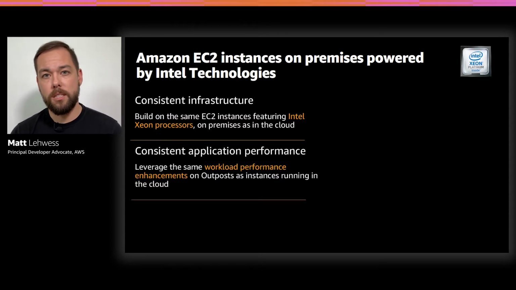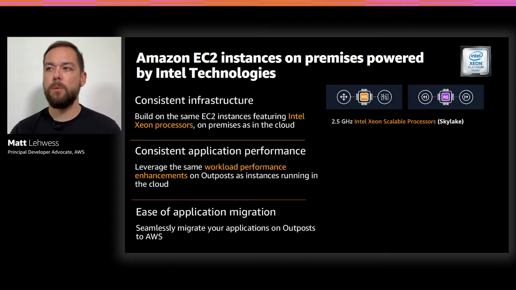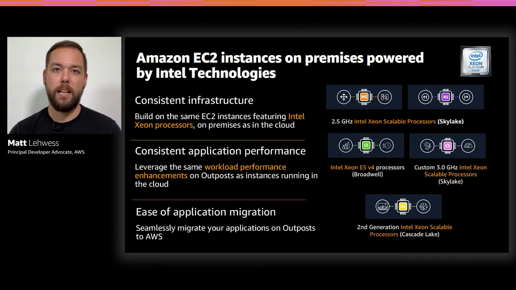And so that's going to give you a consistent application performance when you're using an Outpost or maybe using an AWS region. That also does give you an ease of application migration. So you're not migrating to a new application or new processor family that needs you to rewrite any code or anything like that. So it's all the same Intel processors. And we're using a few different families here. We're using the Skylake, Broadwell, and also our Cascade Lake families of processors in the Outpost, just like the AWS region.